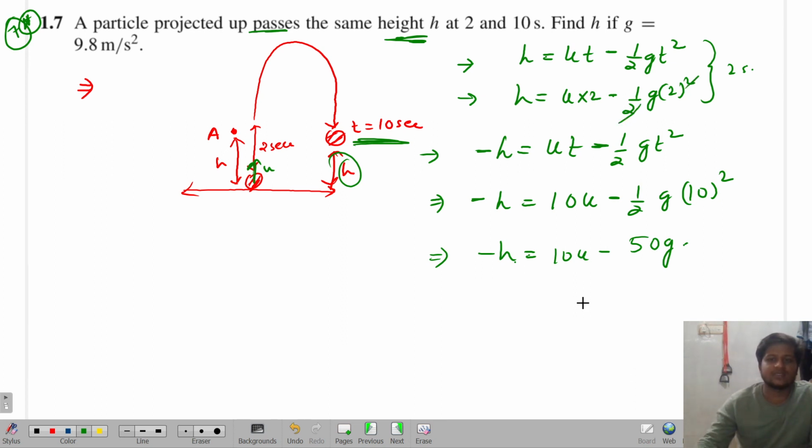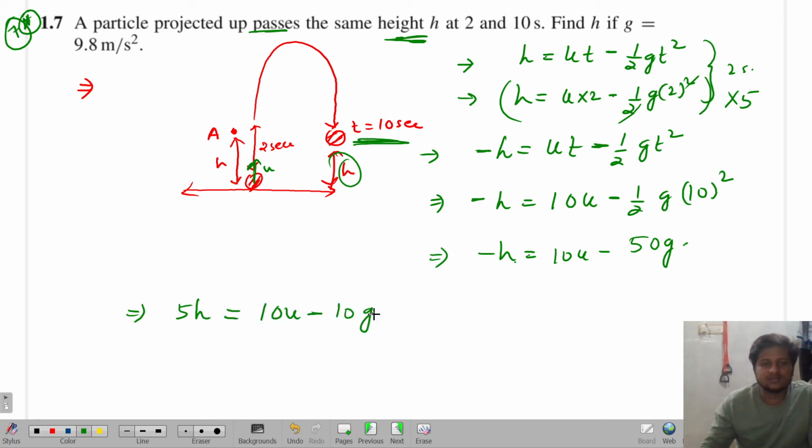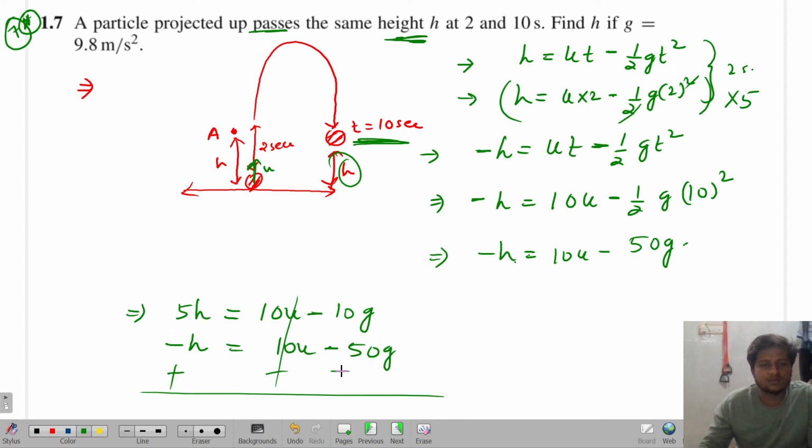Here the 2 and 2 got cancelled. It is equal to 2g, and here it is 2u. Can I multiply with 5 in this equation? This equation will be 5h is equal to 10u minus 10g, and the other is minus h is equal to 10u minus 50g. Now this will be negative, change it to positive, this got cancelled, this will be positive.